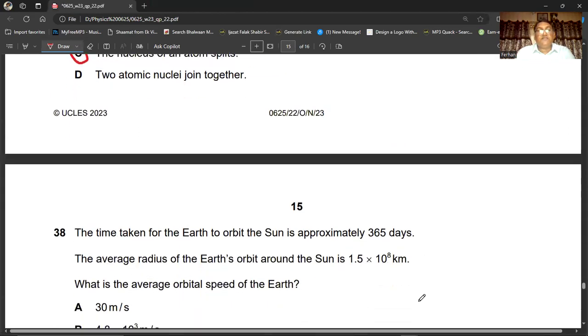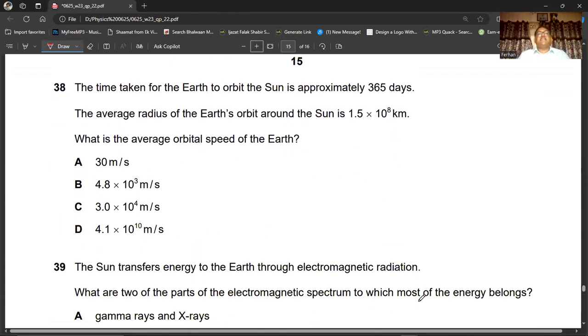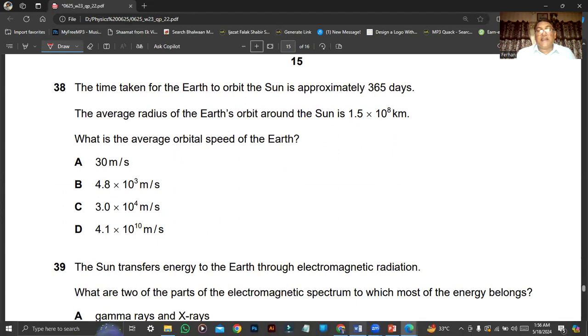Okay, now question number 38. He says the time taken for the Earth to orbit the Sun is approximately 365 days. The average radius of the Earth's orbit around the Sun is 1.5 × 10^8 kilometers. What is the average orbital speed of the Earth? The average orbital speed is 2πr divided by t.